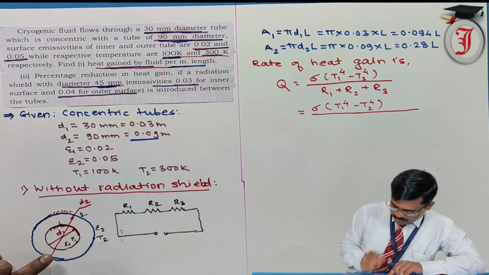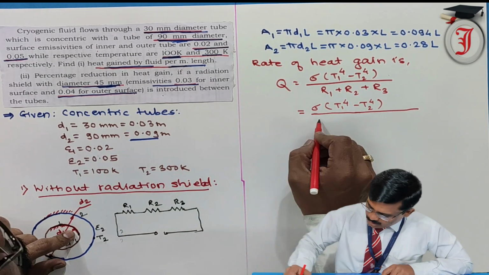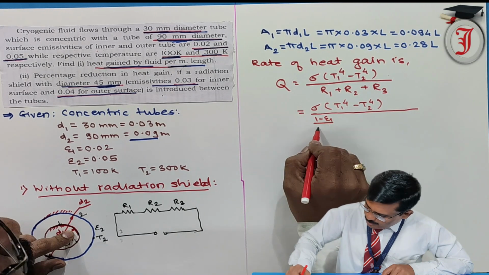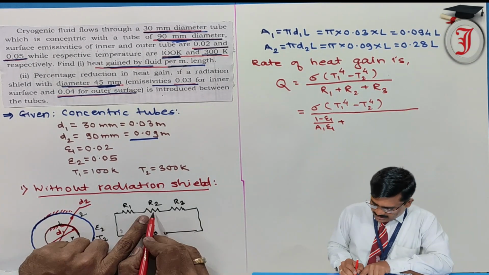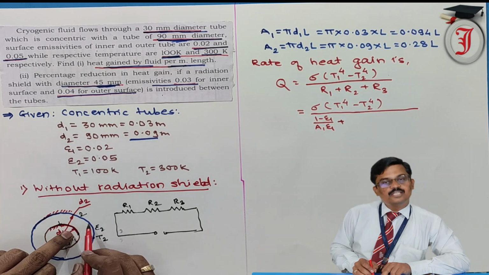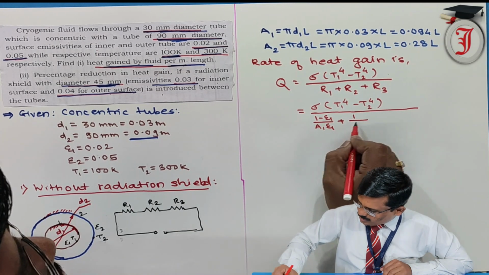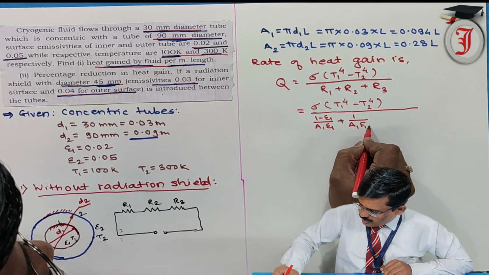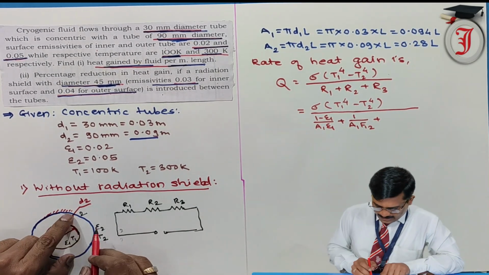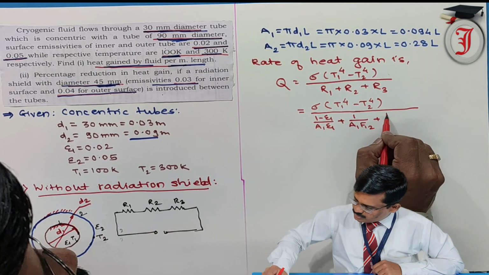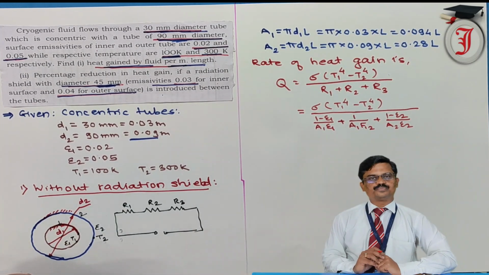This is the surface resistance for the first surface, and we know surface resistance is given by (1 minus epsilon 1) upon A1 epsilon 1. Plus the second resistance R2, which is the space resistance between these two tubes. Space resistance is given by 1 upon A1 F1-2, where F1-2 is the shape factor of 1 with respect to 2. Plus again the surface resistance for the second surface, which is (1 minus epsilon 2) upon A2 epsilon 2.